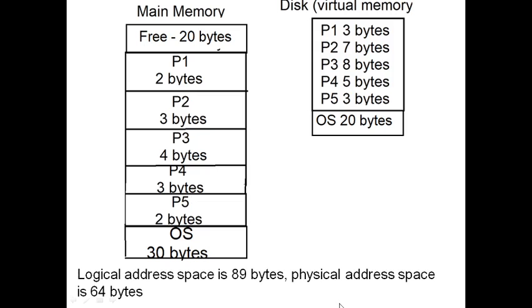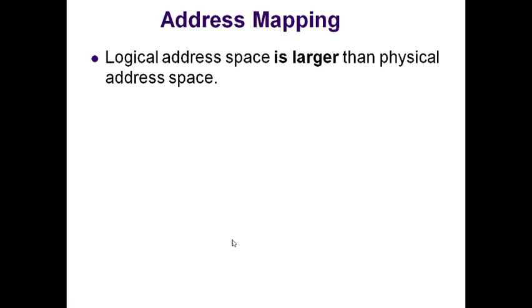So this is what we are now referring to as logical address space and physical address space. The physical address space is only the main memory. Logical address space is the collection of main memory and the disk memory. So the complete memory space is called logical, whereas only the main memory is called physical. Address mapping. Next related topic is address mapping. Logical address space is larger than the physical address space.